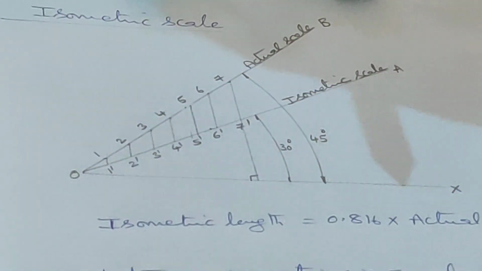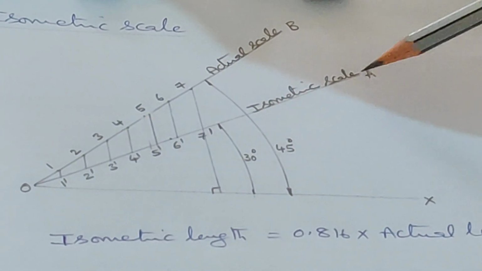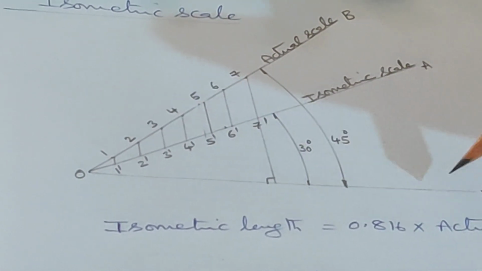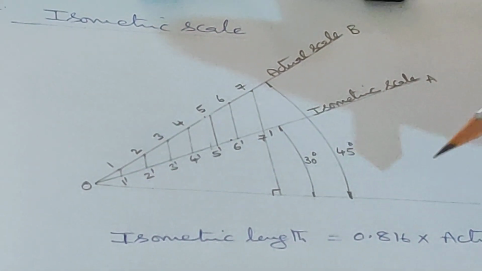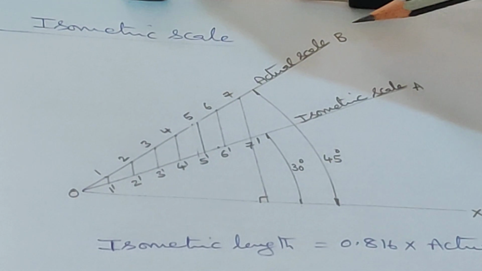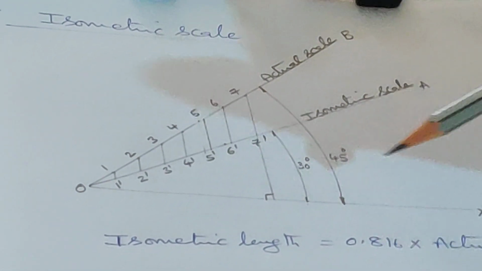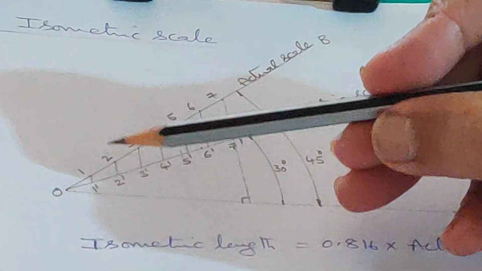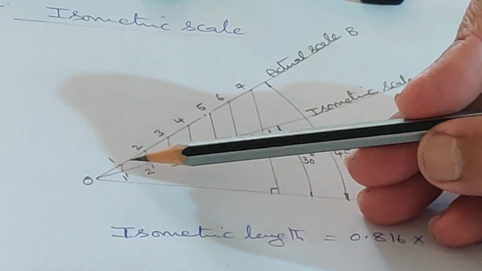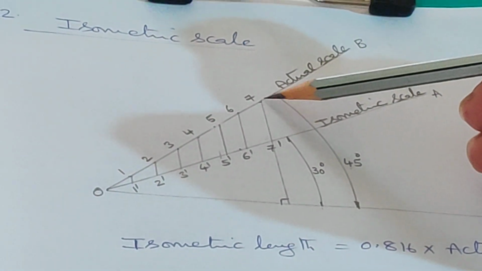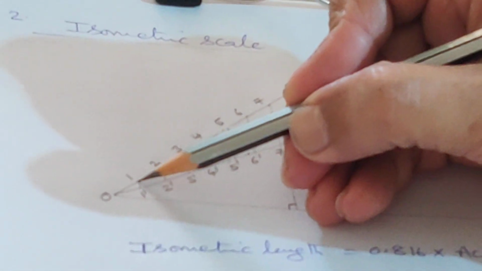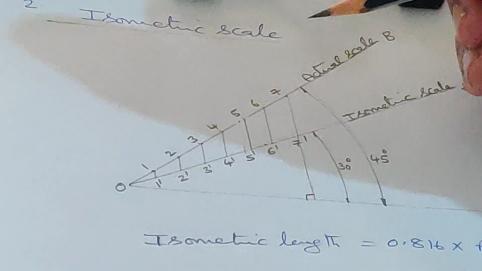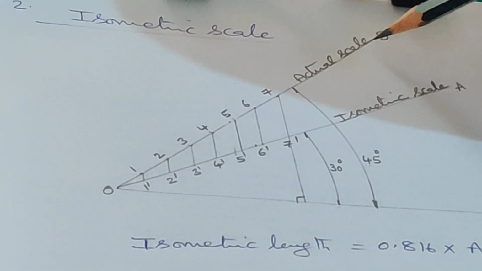Here I have drawn a horizontal line OX, and then I have drawn two lines OA and OB inclined at 30 degrees and 45 degrees respectively to OX. Okay, I repeat again, the lines OA and OB are inclined at 30 degrees and 45 degrees to the horizontal OX. Now, on the line OB, I have taken the actual dimensions. So I have put my scale here and I have marked 1 centimeter, 2 centimeters, 3 centimeters, 4, 5, 6, 7 and so on. So I call it the actual scale.